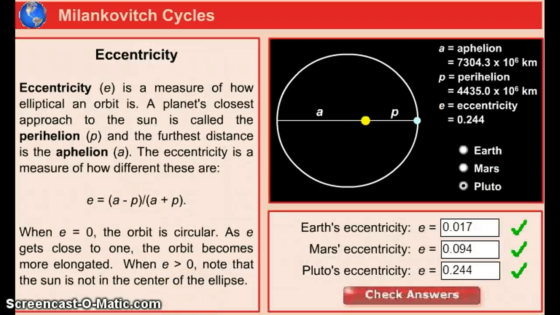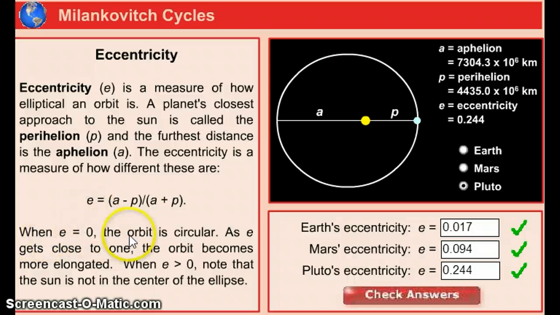So, moving on. Eccentricity is a measure of how elliptical an orbit is. A planet's closest approach to the Sun is what we call perihelion, and its furthest distance is what we call aphelion. So, perihelion, closest distance; aphelion, furthest distance. The eccentricity is a measure of how different these are. So, it's kind of a ratio: aphelion minus perihelion divided by aphelion plus perihelion.